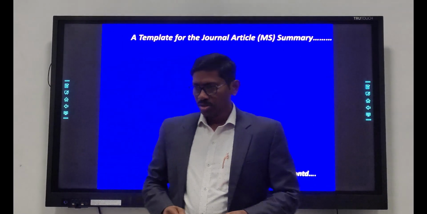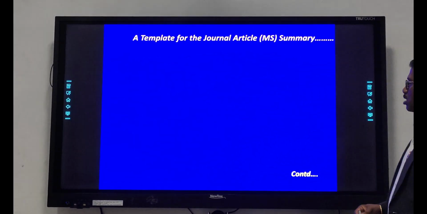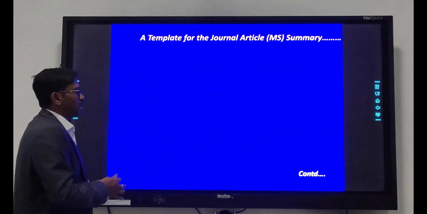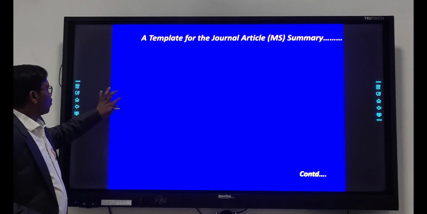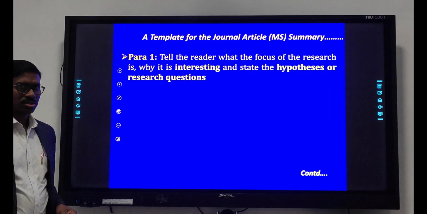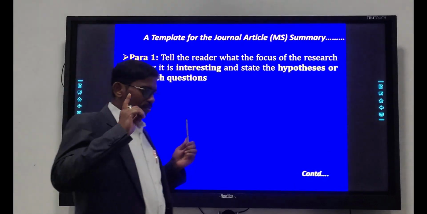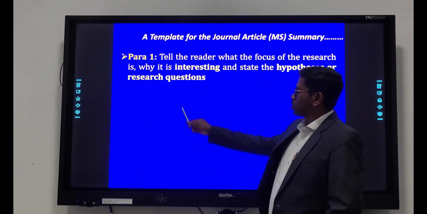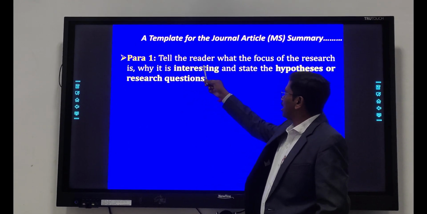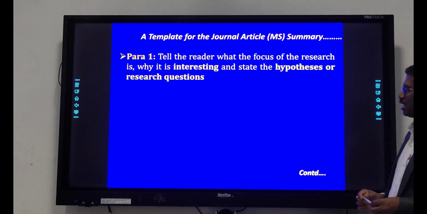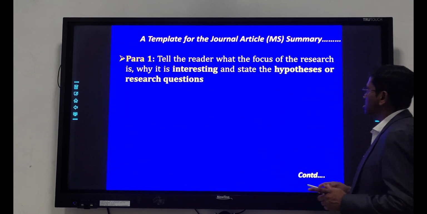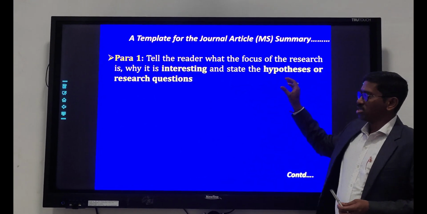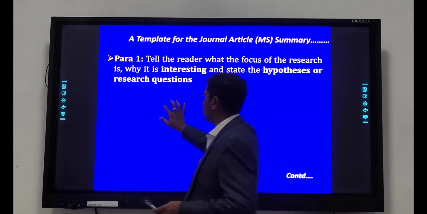Now I am going to discuss a template for a journal article, that is a manuscript. This type of template can be utilized to write a good summary for many different types of publications. Suppose you have started writing a summary, what do you include in paragraph 1? In paragraph 1, try to tell the readers what the focus of the research is and why it is interesting, and state the hypothesis or the research question. All these things you have to include in paragraph 1.